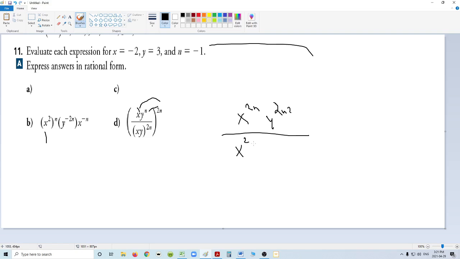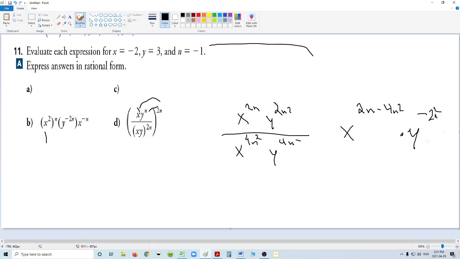breaking them up. And then they get to the 2n, so that becomes to the 4n squared, and y to the 4n squared. Now, you can still subtract them. It won't resolve much, but you can rewrite it as x to the 2n minus 4n squared times y to the 2n squared minus 4n squared, which is minus 2n squared.